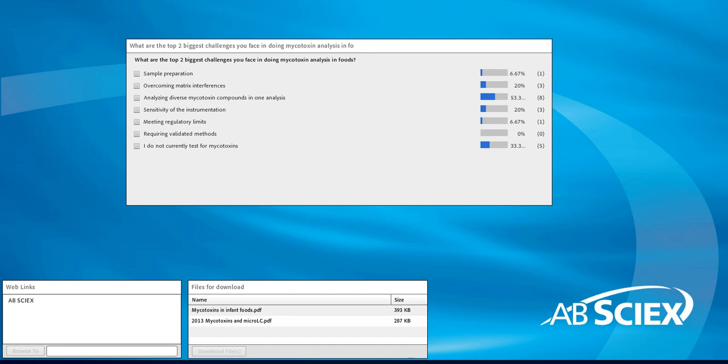And when we look at our results, we can see that it looks like the biggest challenge faced is analyzing diverse mycotoxin compounds in one analysis. So I'll hand this back to Jianru, and I'm sure she'll talk a little bit about analyzing different mycotoxins in a single analysis as she continues with her presentation. Jianru?